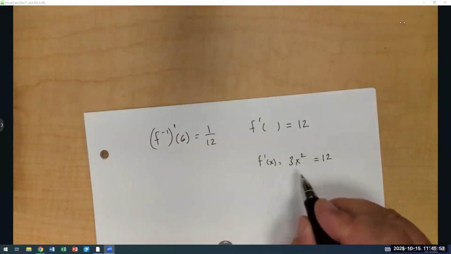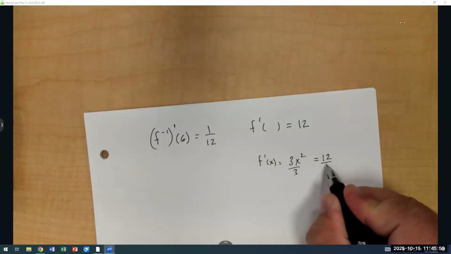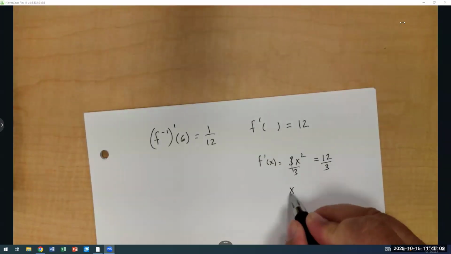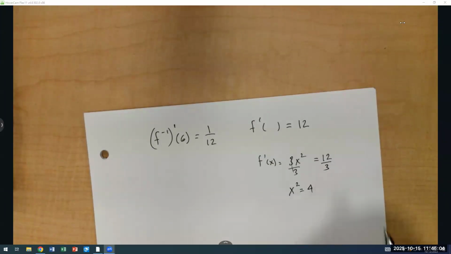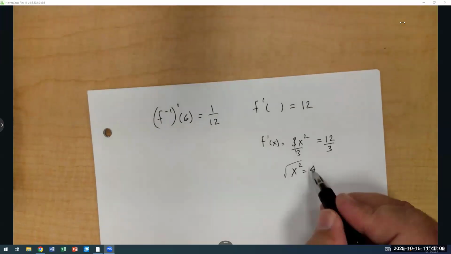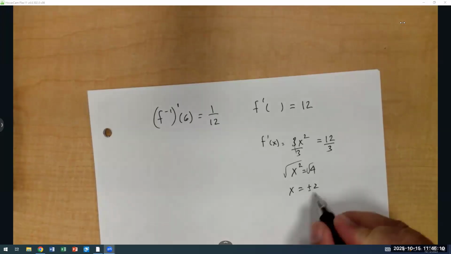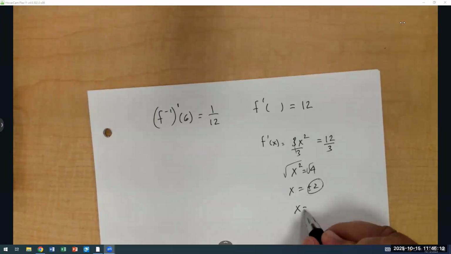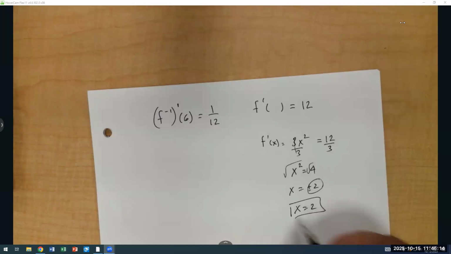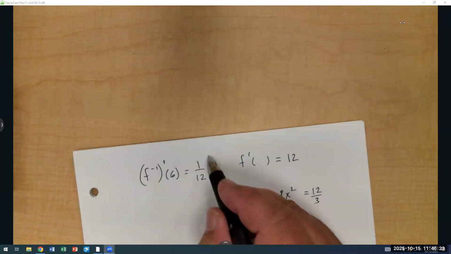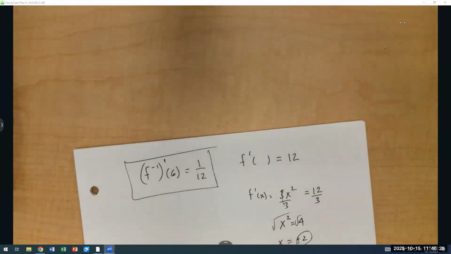2. So we divide both sides by 3. x squared equals 4. Square root both sides. x equals plus or minus 2. Since we're only taking positives, so remember, we have to look at both sides. But what it really asked for was this.